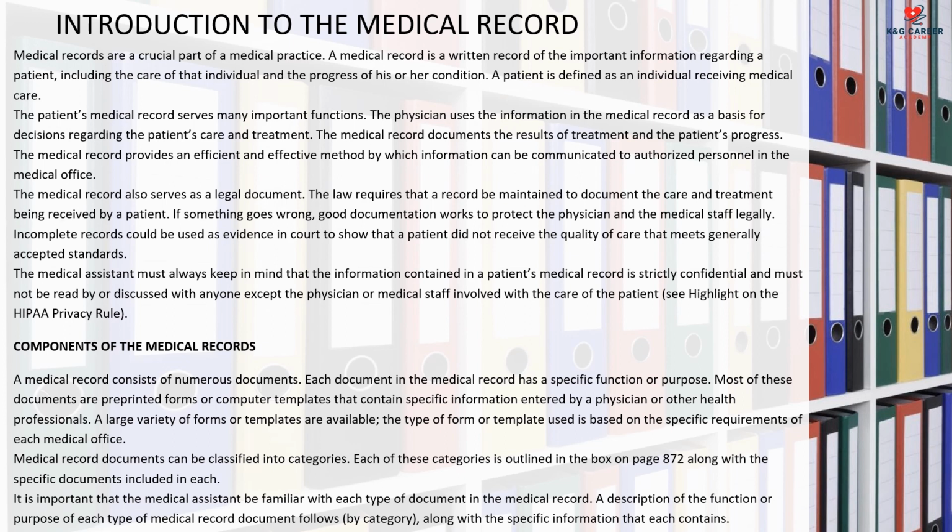Medical record documents can be classified into categories. Each of these categories is outlined in the box on page 872 along with the specific documents included in each. It is important that the medical assistant be familiar with each type of document in the medical record. A description of the function or purpose of each type of medical record document follows, by category, along with the specific information that each contains.